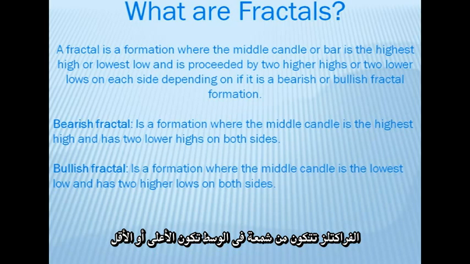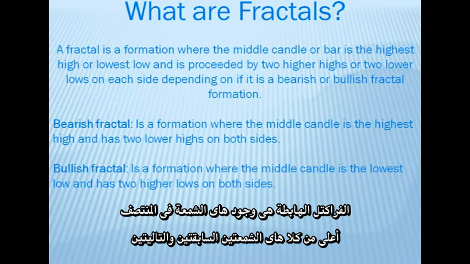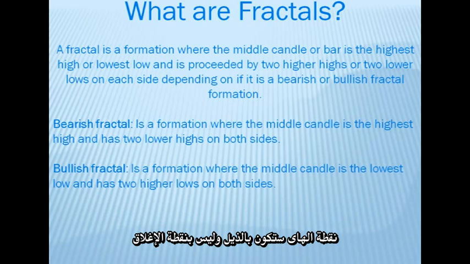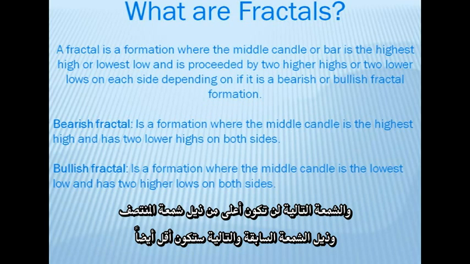But basically a fractal is a formation where the middle candle or the bar is the highest high or lowest low, and it's preceded by two higher highs or two lower lows on each side, depending on if it's a bearish or bullish fractal formation. So the bearish fractal formation is a formation where the middle candle is the highest high and has two lower highs on both sides. The highest high is going to be by the wick, not by the close. So you're going to see the high wick, and then the next candle's wick cannot go higher than that middle candle. And then the next one after that can't go higher. And then the one prior to that has to be lower also, and then the one next to that lower.